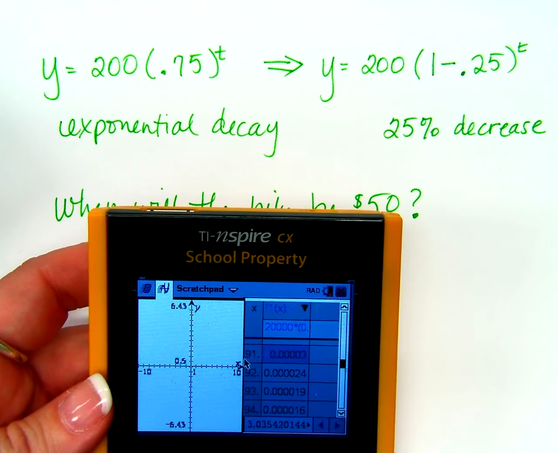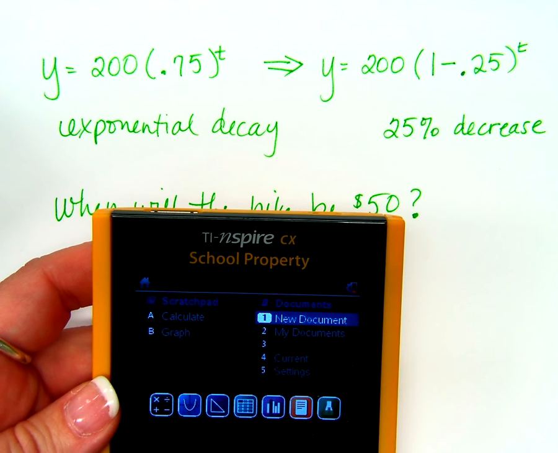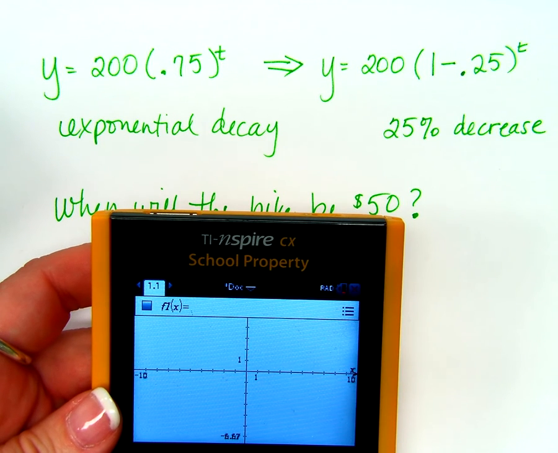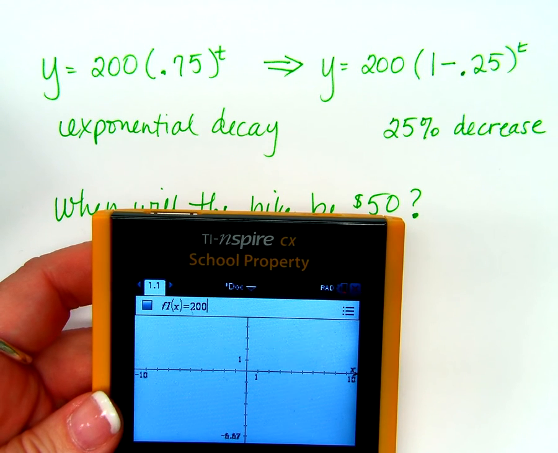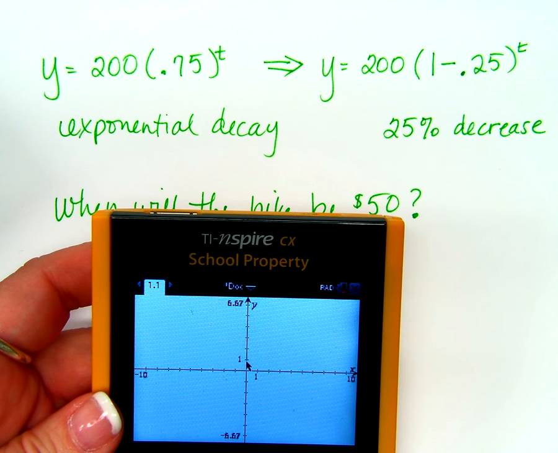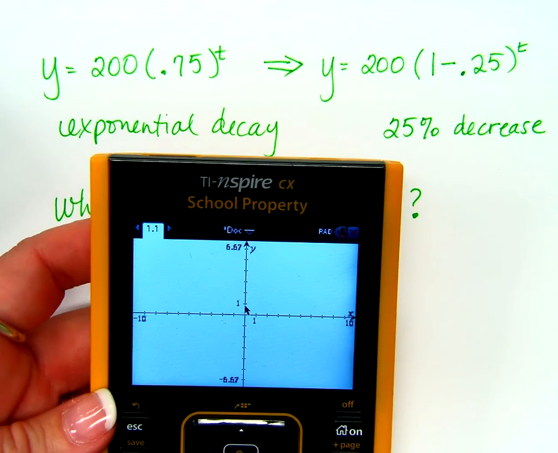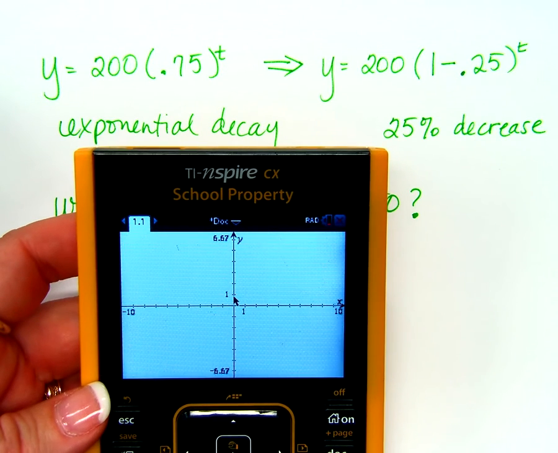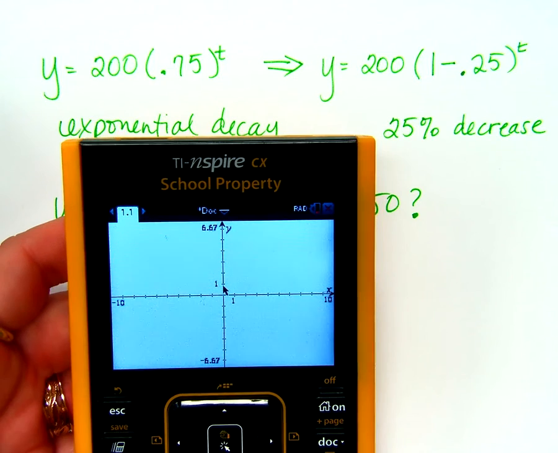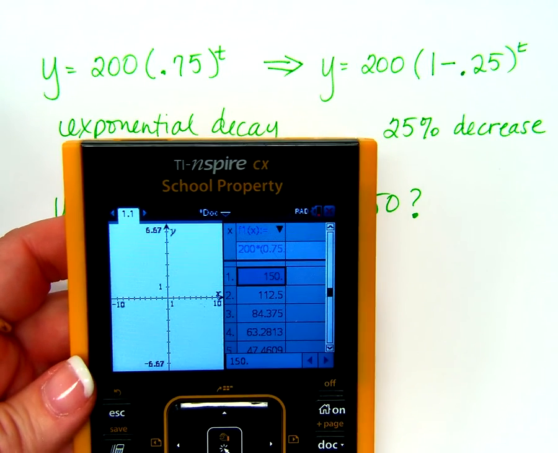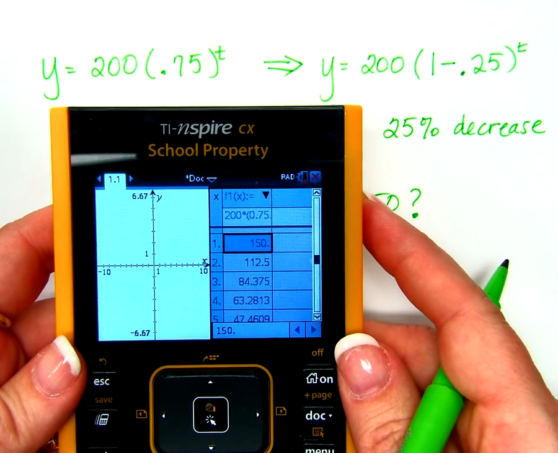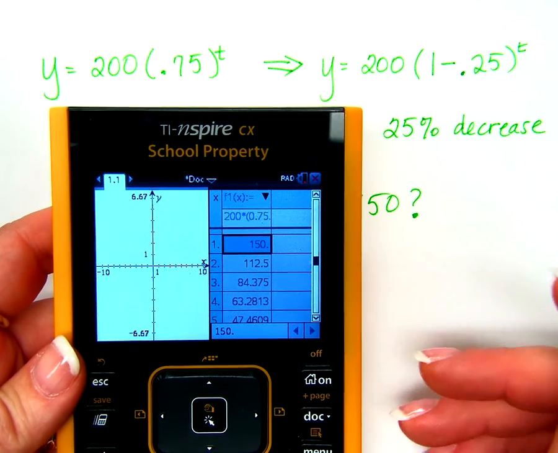On home, new document, that's a graph. And so he's putting in 200 times 0.75 raised to the x power. Did I break it? I just can't see it, right? It's not in the right window, but I'm not really caring about the graph. What am I caring about? The table, Control T. So what am I looking for? 50. Where am I looking for 50? In the Y.